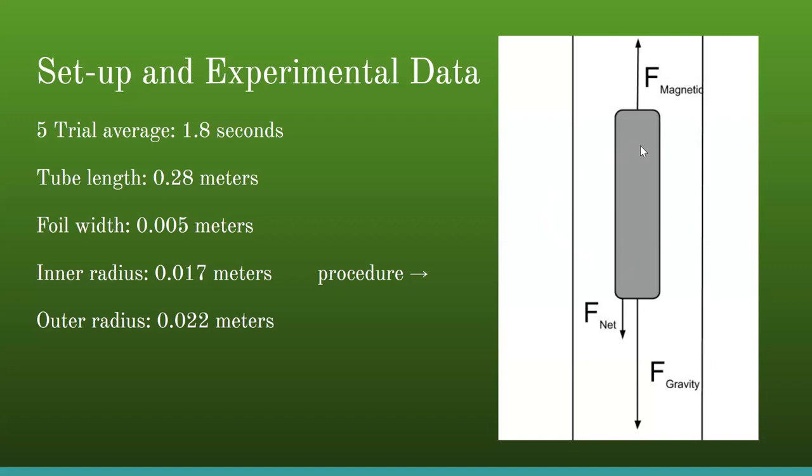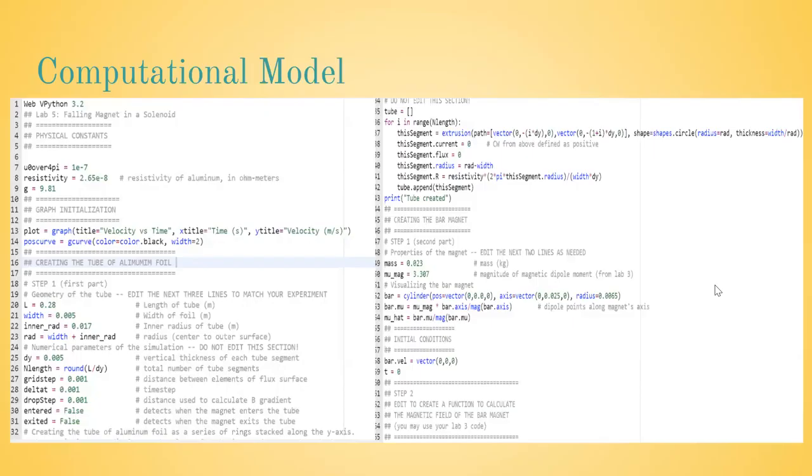The tube length was 0.28 meters. The foil width was 0.05 meters. The inner radius was 0.017 meters. The outer radius was 0.022 meters. And that's it. So here's the computational model.